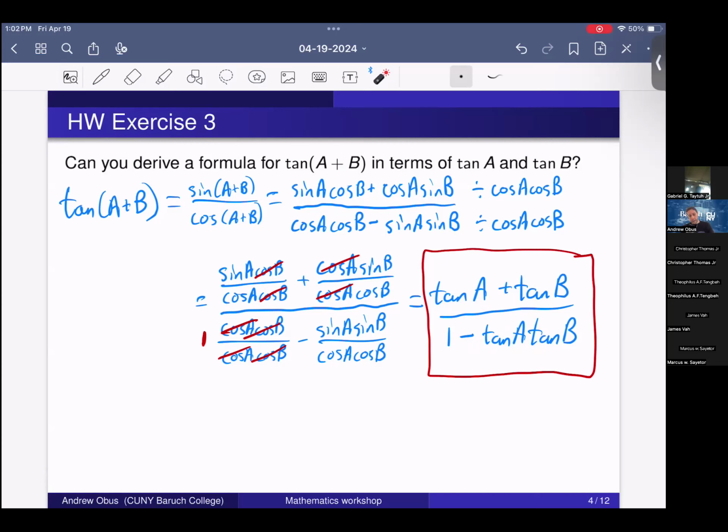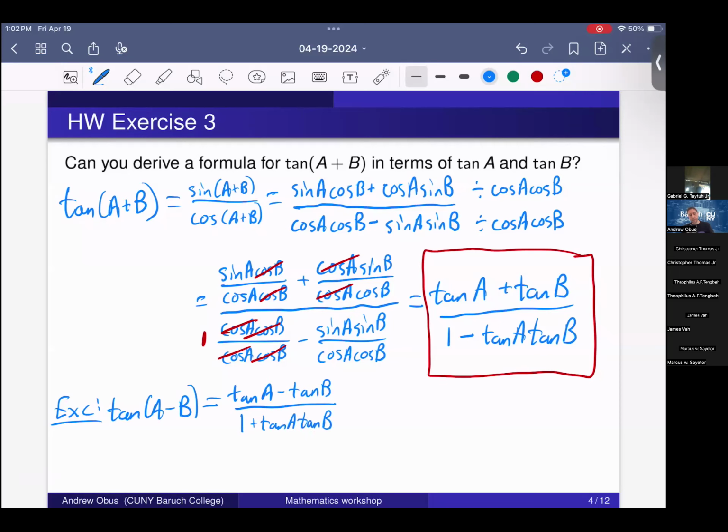All right. Any questions on this derivation? By the way, I'll leave this as an exercise. We won't do it, but what do you do for tangent of a minus b? You can just plug in minus b for b everywhere, and this turns out to be tangent of a minus tangent of b divided by 1 plus tangent of a tangent b.